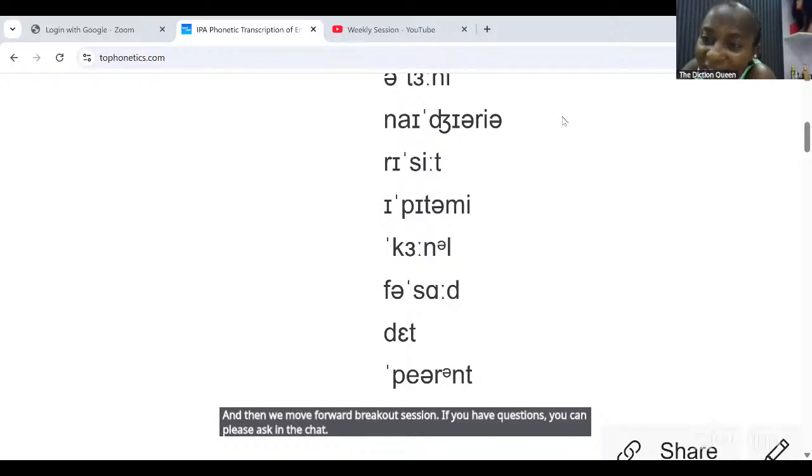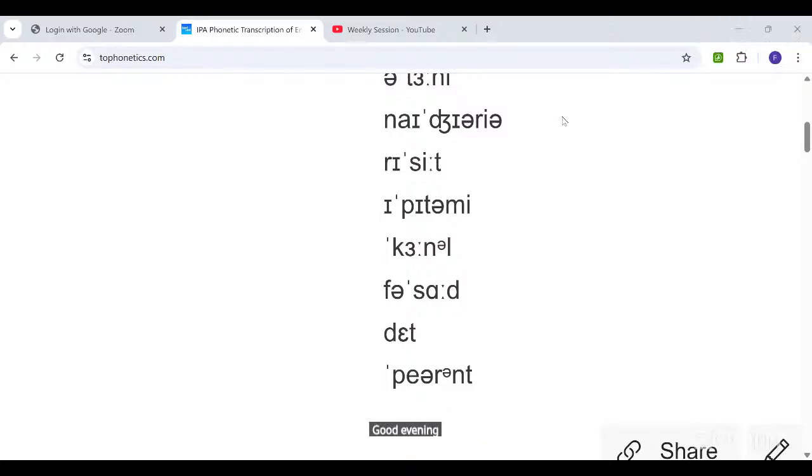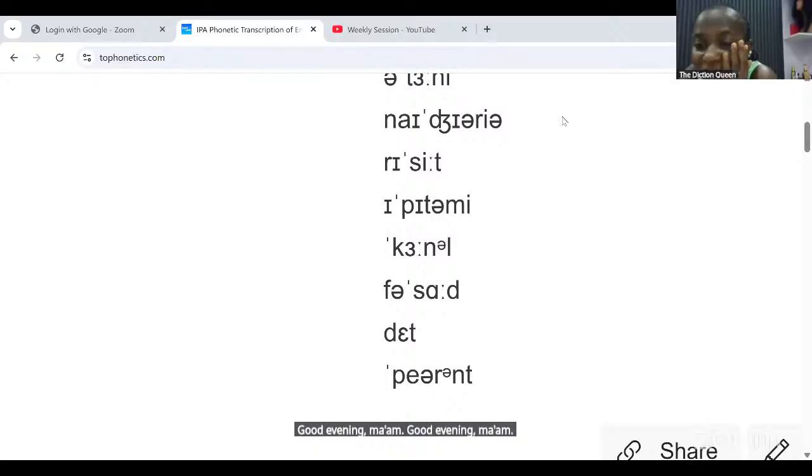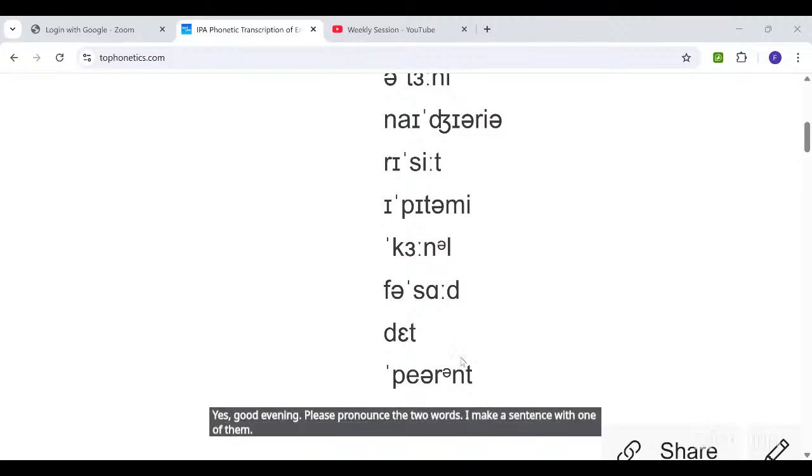Inay Katin, please unmute. Good evening, Abraham, please unmute. Good evening, ma'am. Please pronounce the two words and make a sentence with one of them.